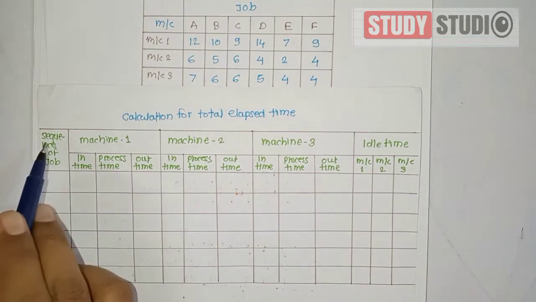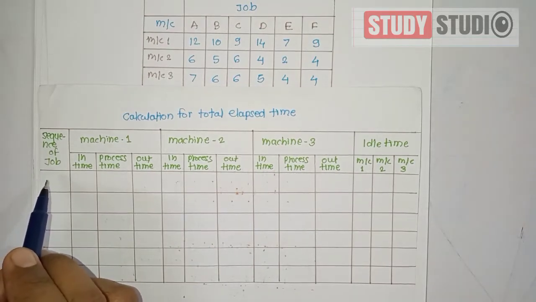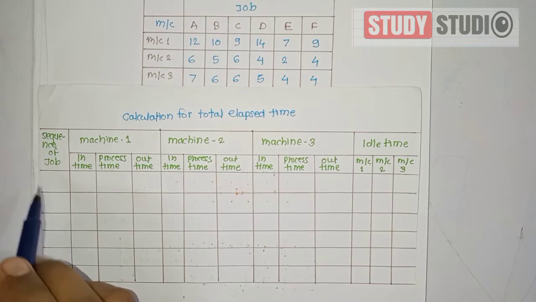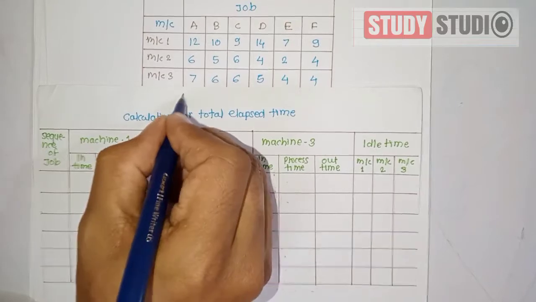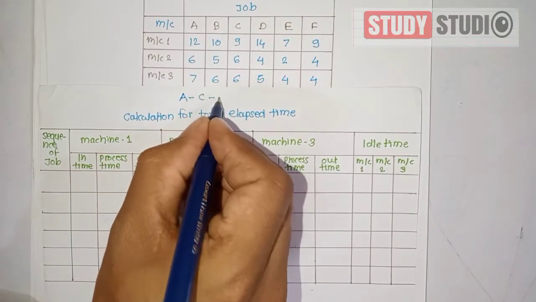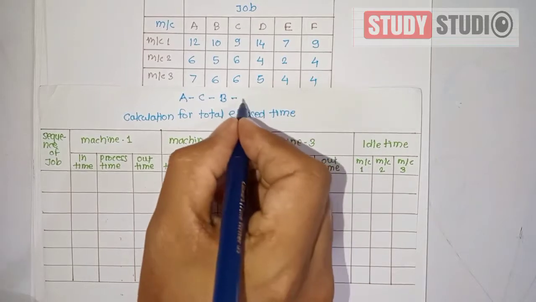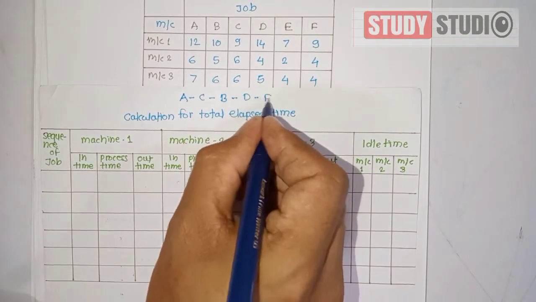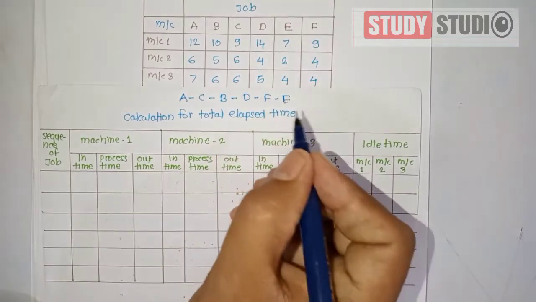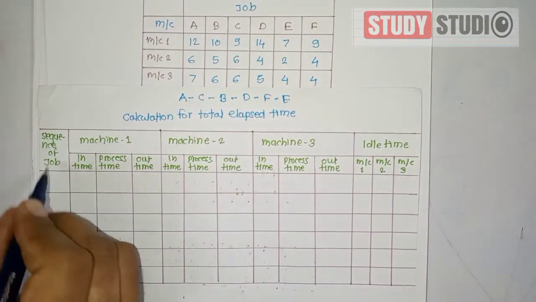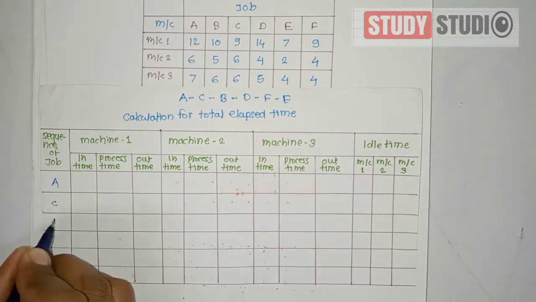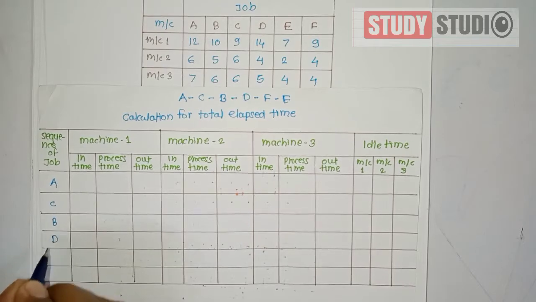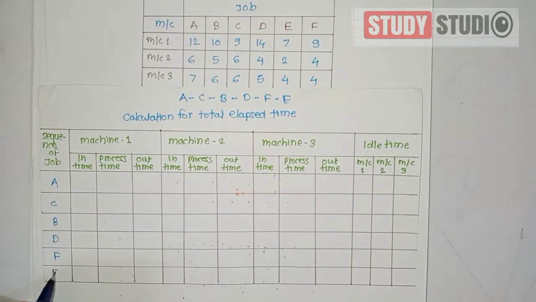Now in the first column, that is the sequence of jobs, whatever sequence we have obtained in the last step, that sequence we will write down. So the sequence for the operation was A, C, B, D, F, and E. So I'll write down this sequence in the first column: A, C, B, D, F, and E is the sequence of operation.